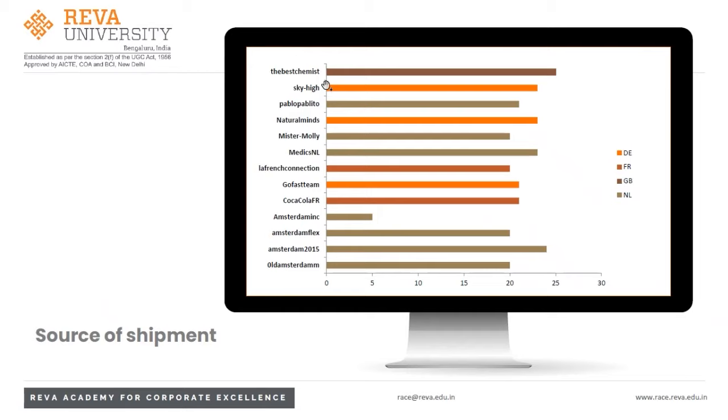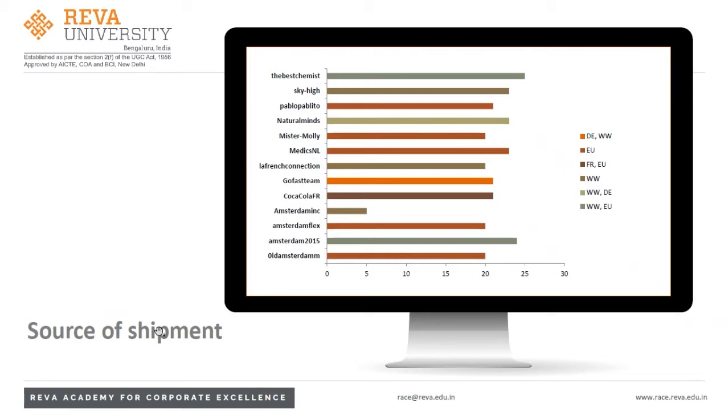Look at the best chemist. Where is he shipping from? You can see the line here. Mostly he's shipping from Great Britain. Let me look at the next slide. This slide answers where he is shipping to. If you look at this, he's shipping worldwide and to the European Union. So this is the profile of best chemist.